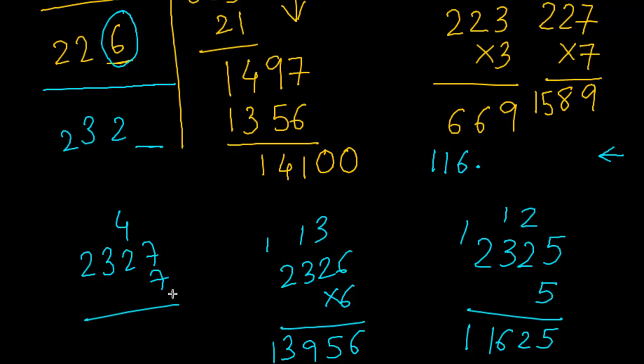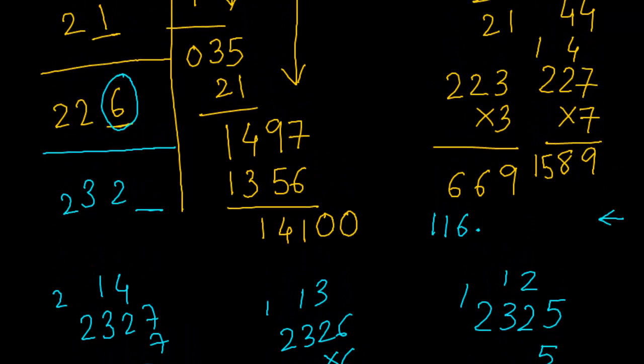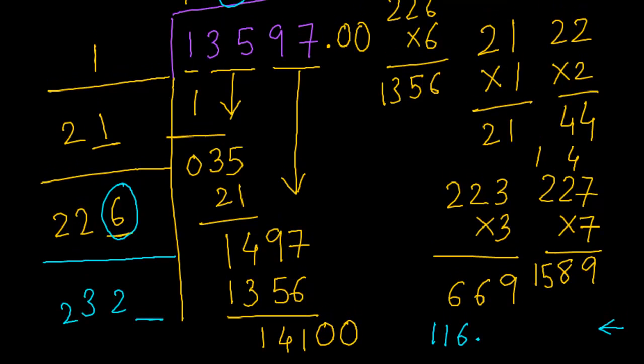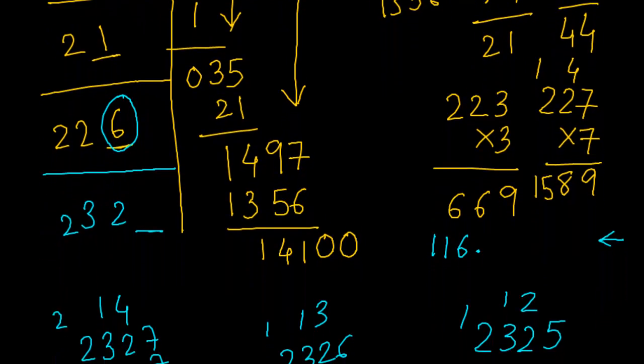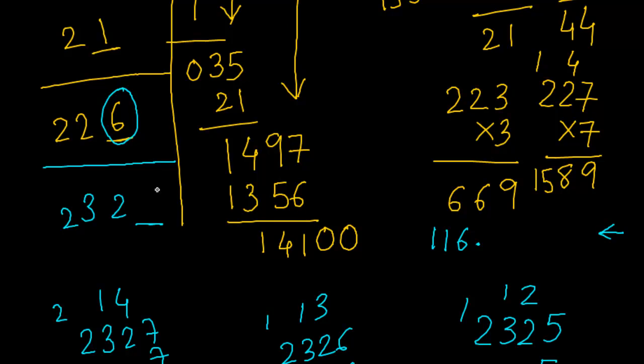7 6s are 42. 7 3s are 21, 22. 7 2s are 14, 15, 16. So that's crossing 14100. So you have to go with 6. Okay, now I will put 6 over here and 6 in my quotient.